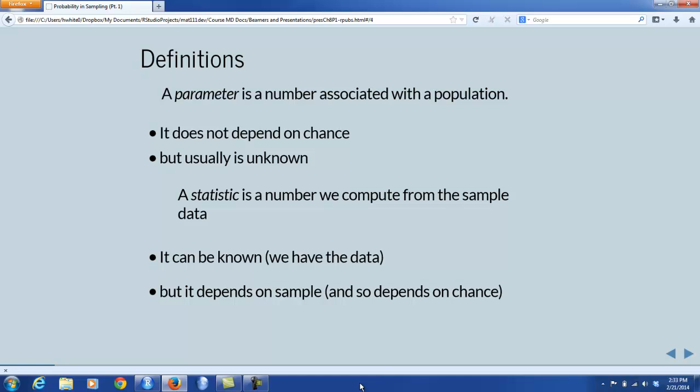However, the population is usually thought of as being rather large, too large for us to take all the measurements ourselves and compute that parameter. So usually the parameter is unknown. A statistic, on the other hand, is a number that we compute from a sample that we've taken from the population. It can be known because we have the sample, but since it depends on the sample, and the sample generally depends on some chance process, the statistic will depend on chance.